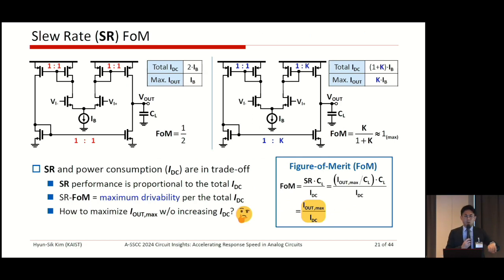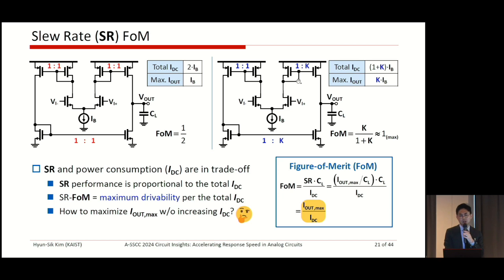Okay, so how to maximize the figure of merit? How to maximize the slew rate? In this case, we can reuse the current mirror design. In this design, the maximum drivable output current is limited by IB, and the total static current consumption is 2IB. On the other hand, the other design is using a 1-to-K current mirror.